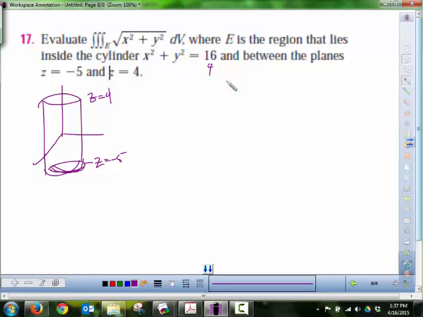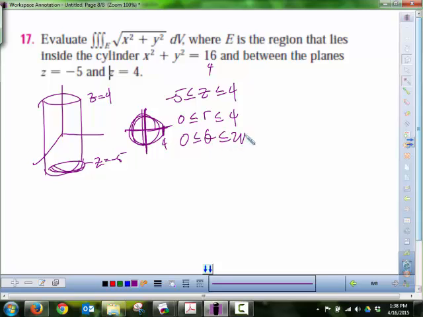So let's set up our inequalities. Your z goes from -5 to 4. They're just planes. And then your r goes from, well, I'm kind of skipping over the step, but maybe you should make sure that you draw your two-dimensional shadow. And this just happens to be a circle of radius 4. So your r goes from 0 to 4. And your theta goes all the way around to 2 pi.